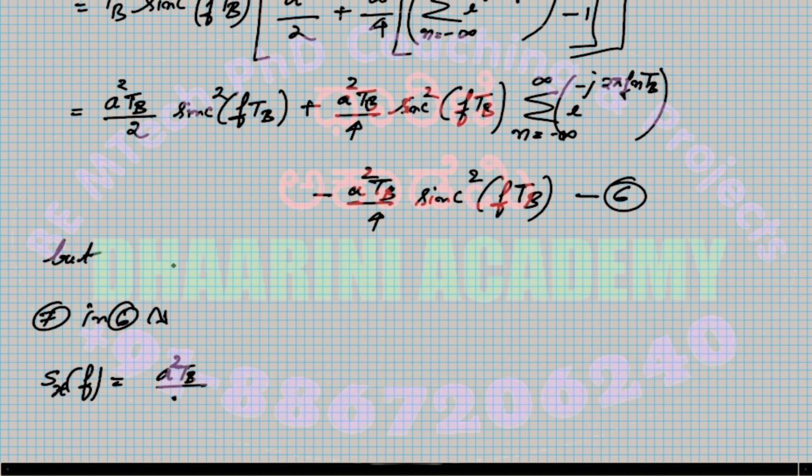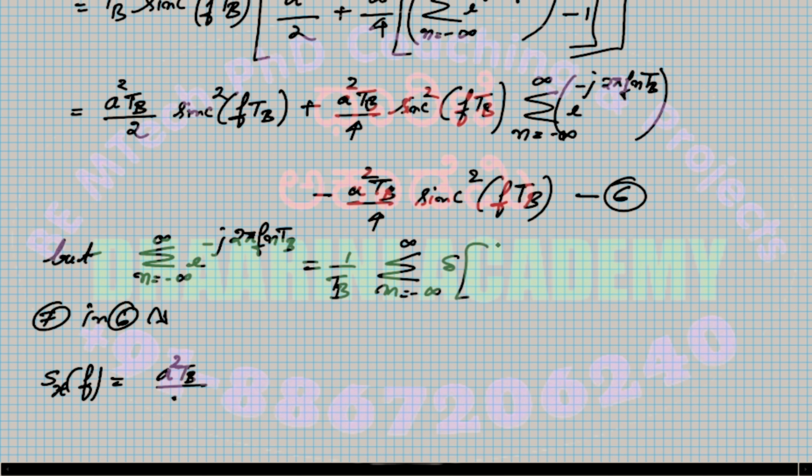If I have n equal to minus infinity to plus infinity, e to the power minus j 2 pi f n into TB, it can be simply replaced as 1 by TB into the summation m from minus infinity to plus infinity, another discrete impulse function in the frequency domain, f minus m divided by TB. Now you see, as m changes, the delta function shifts to left and right in the frequency domain. Are you okay?